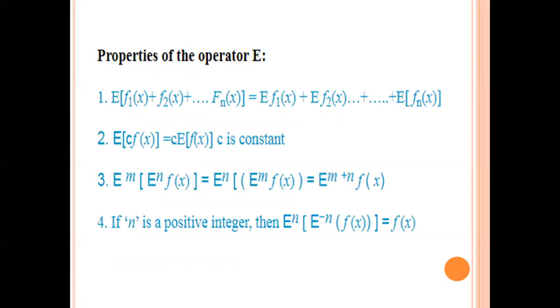And the properties of E. E of f1 of x plus f2 of x and so on fn of x is equal to E into f1 of x plus E into f2 of x plus and so on E into fn of x. E of c into f of x is equal to c into E of f of x, where c is constant. E power m of E power n of f of x is equal to E power n of E power m f of x is equal to E power m plus n f of x. If n is a positive integer, then E power n of E power minus n into f of x is equal to f of x.